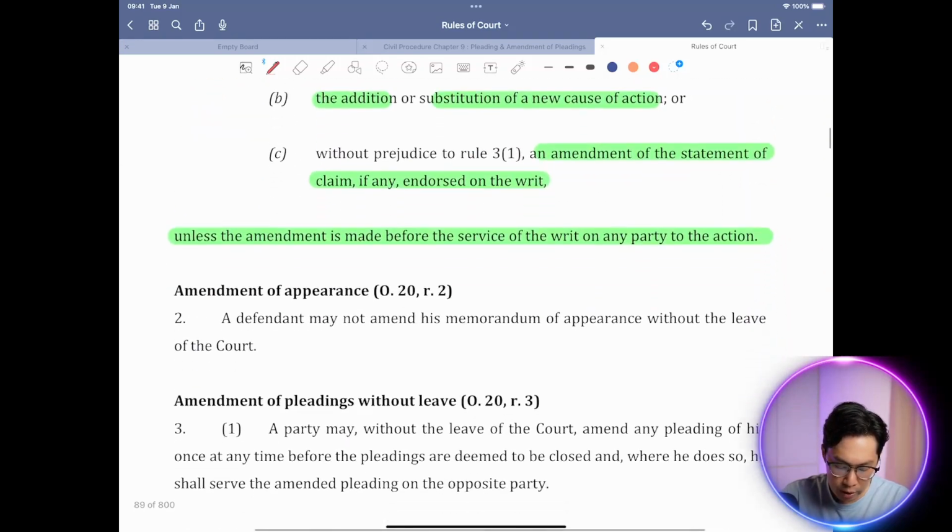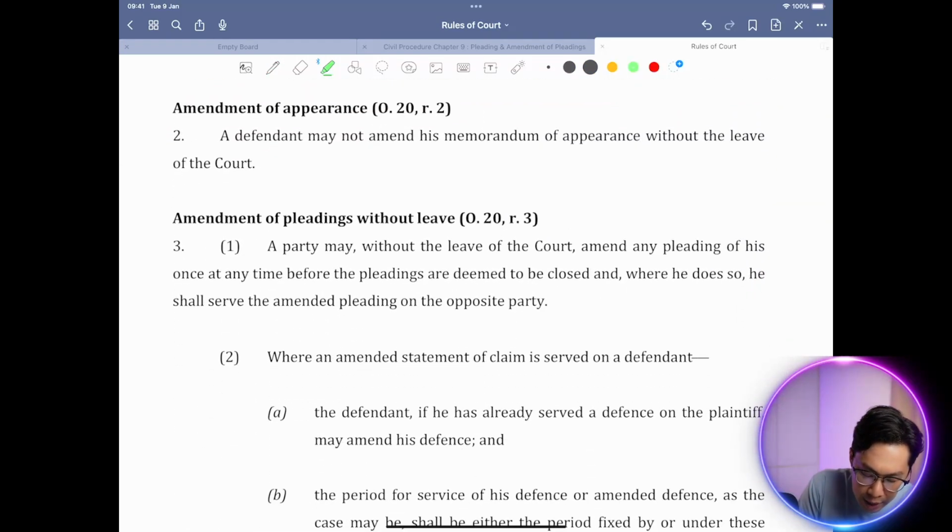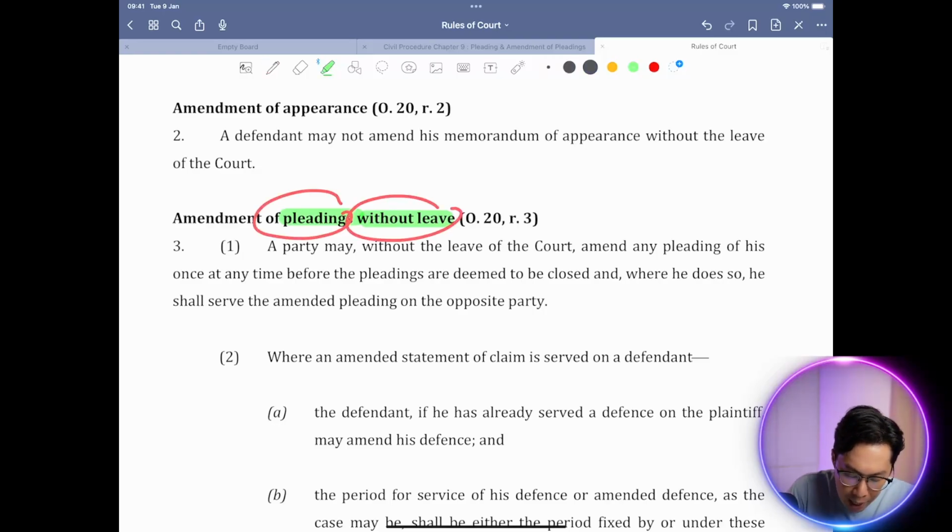What about rule 3? Same. This is amending pleading without leave. Just now was the writ, now is pleading. Same. A party may, without the leave of the court, amend any pleading of his once at any time before pleading close. Same thing. Order 18, Rule 20.